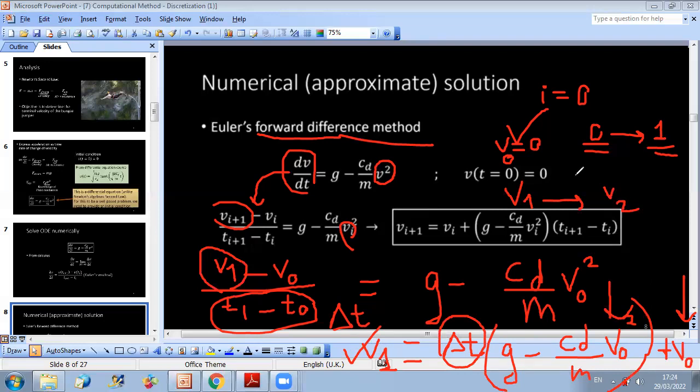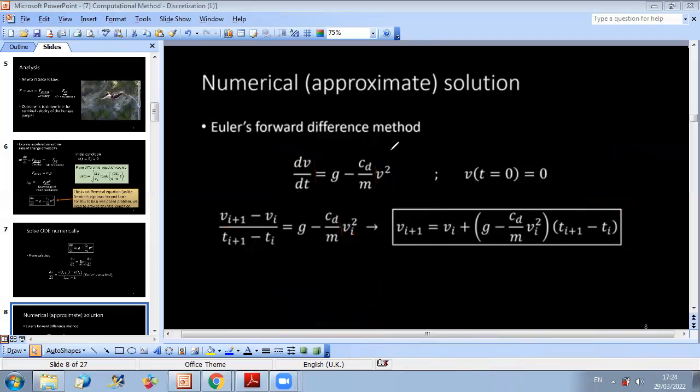The general expression of Vi plus 1 as a function of Vi is that Vi plus 1 is equal to Vi plus G minus CD over M Vi squared, times Ti plus 1 minus Ti. Okay? Any questions on this?